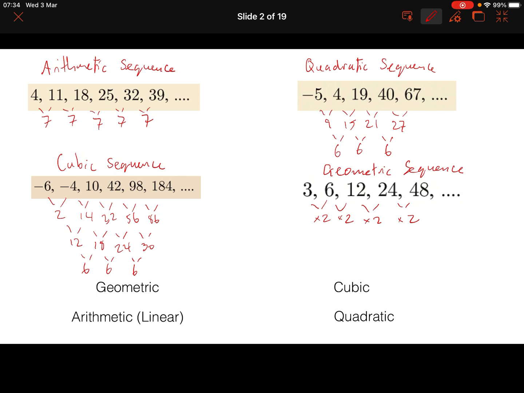Then you've got geometric sequences, where it's nothing to do with differences. You've got what is known as a common ratio. You're multiplying by the same number each time. So you need to look at your sequence and identify what type of sequence you have before you do any work. That is always the very first thing you do.